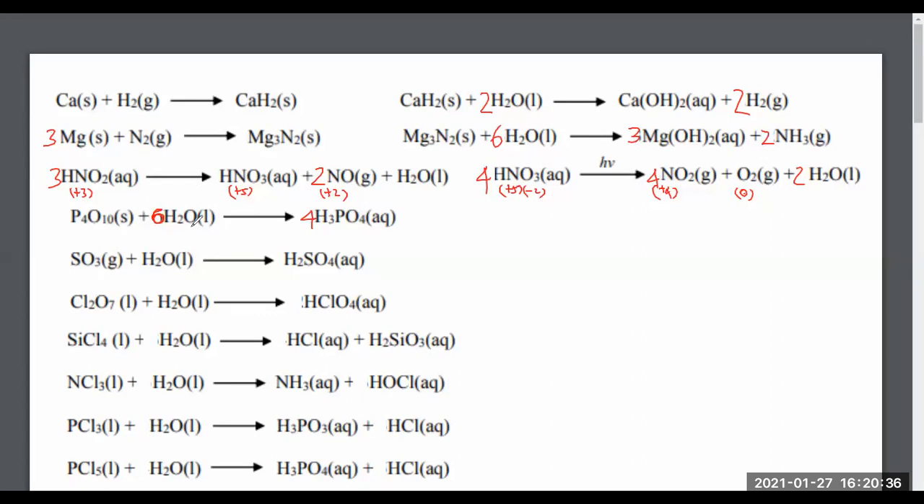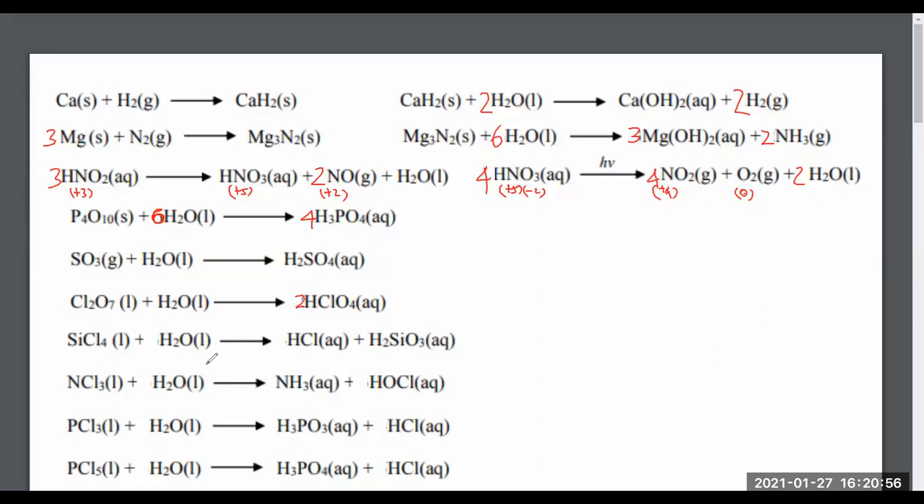And 16 oxygen on the left side and 16 oxygen on the right side. It's already balanced. Moving on to the next one, this is already balanced, very easy. And here you can see there are 2 chlorine atoms, so if I put a 2 here, hydrogen is also 2. I think it's balanced already. 8 oxygen on the left, 8 oxygen on the right.